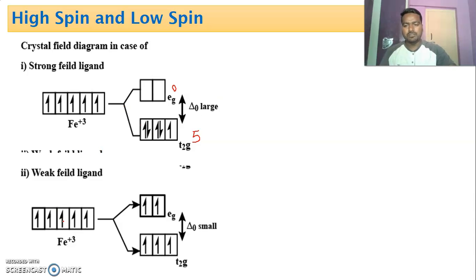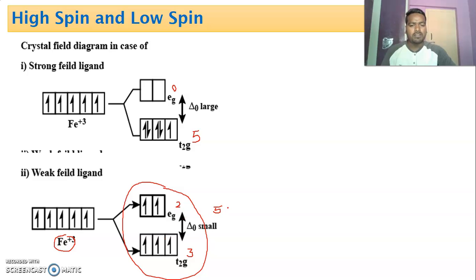And look at here. Here also it is an Fe3+ system, but here a weak ligand. That's why the electrons follow Hund's rule. So strong ligand does not follow Hund's rule; weak ligand follows Hund's rule. If you apply Hund's rule, the configuration is T2G3 EG2. So this is a high spin complex due to the presence of 5 unpaired electrons. But here there is only 1 unpaired electron. That's why it is a low spin complex.